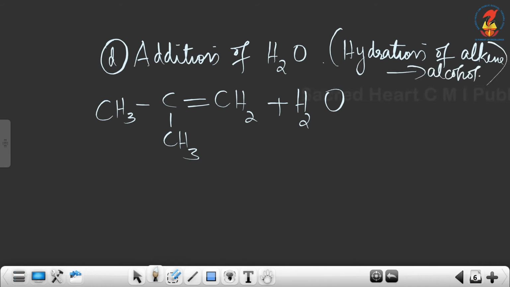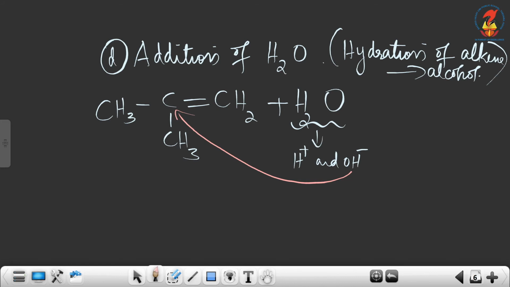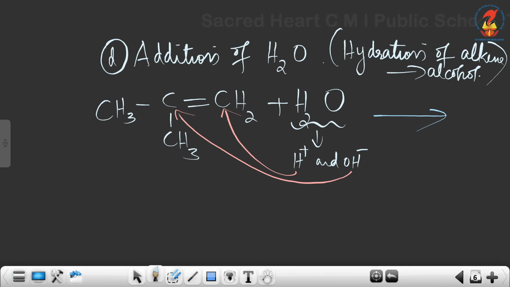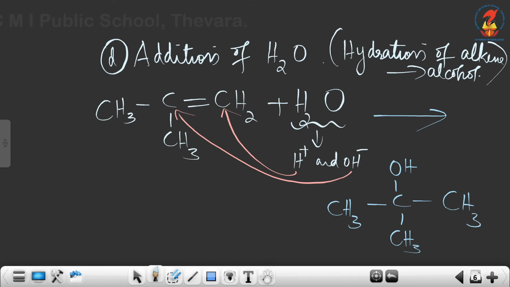Very important. The mechanism you will learn next year. So here we have H2O. Now H2O, you know, decomposes as H plus and OH minus. Now this alkene is an unsymmetrical alkene, so addition takes place according to Markovnikov's rule. Therefore OH minus will add to the carbon with fewer hydrogens. Here you can see this carbon doesn't have any hydrogen, so OH minus adds to this carbon and H plus will add to CH2. So what will be the product formed? The product formed will be CH3, C, CH3, then we have OH, single bond, CH2 becomes CH3.